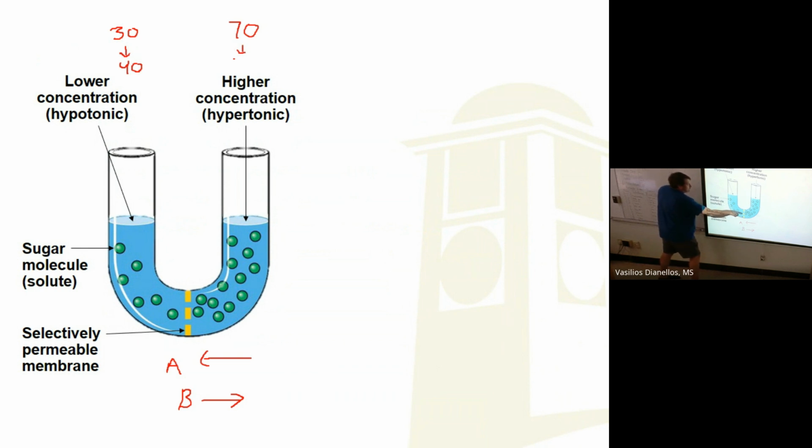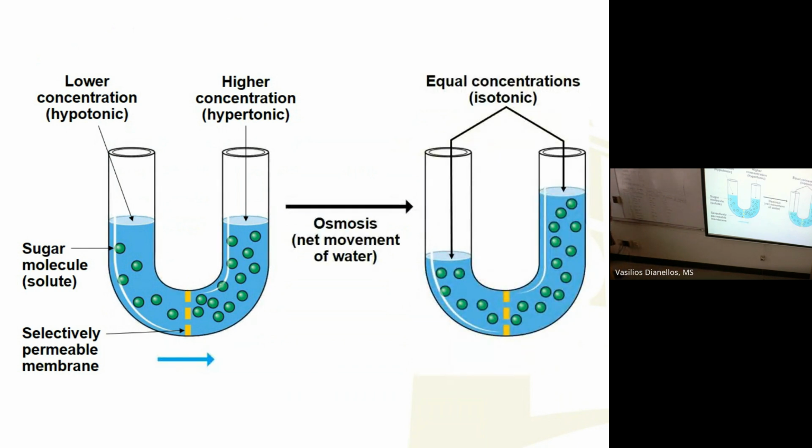Water's going to go that way until equilibrium is reached. So since the balls can't go back and forth to make things equal, the water will. And that's what this picture shows right here. So the water will move from left to right until equilibrium is reached. So notice the number of balls on the left side versus the right side has not changed.